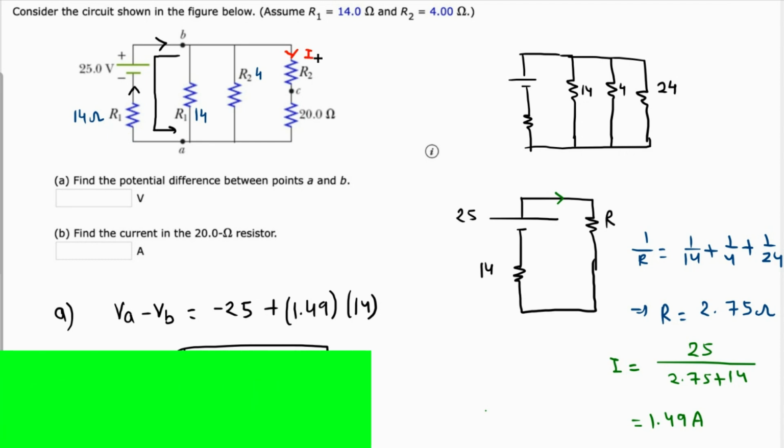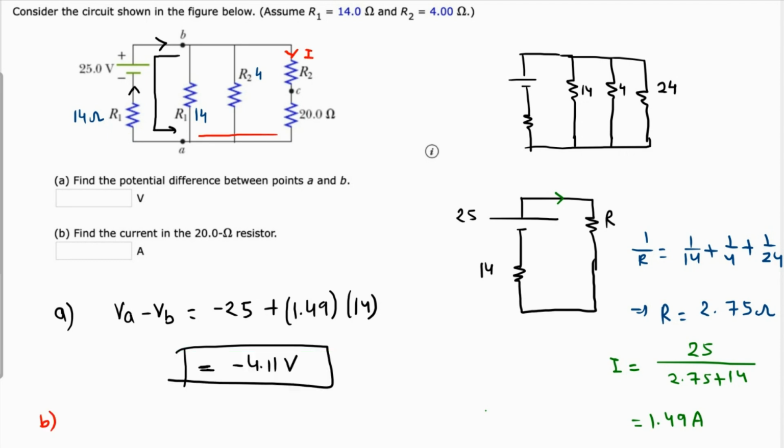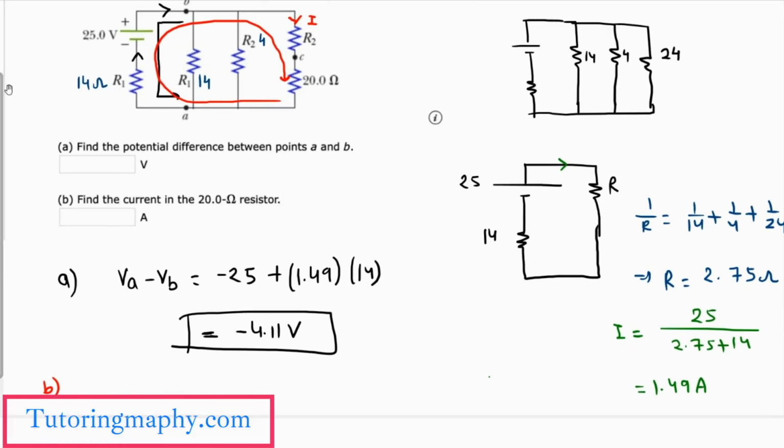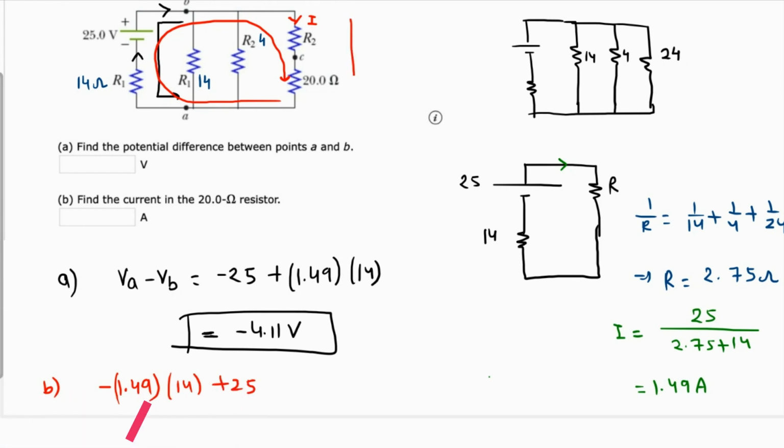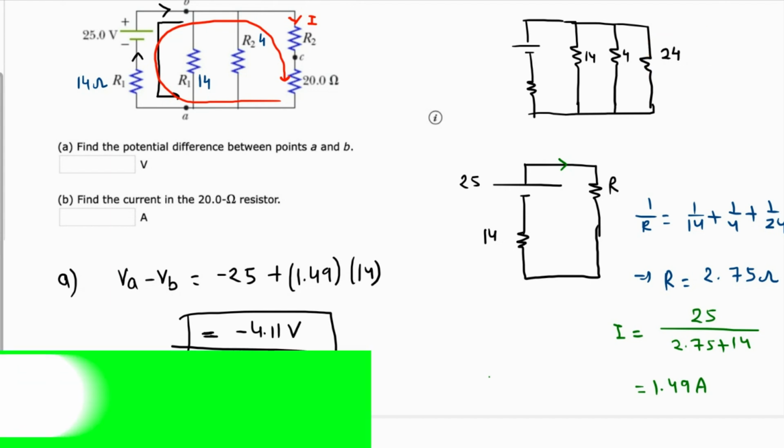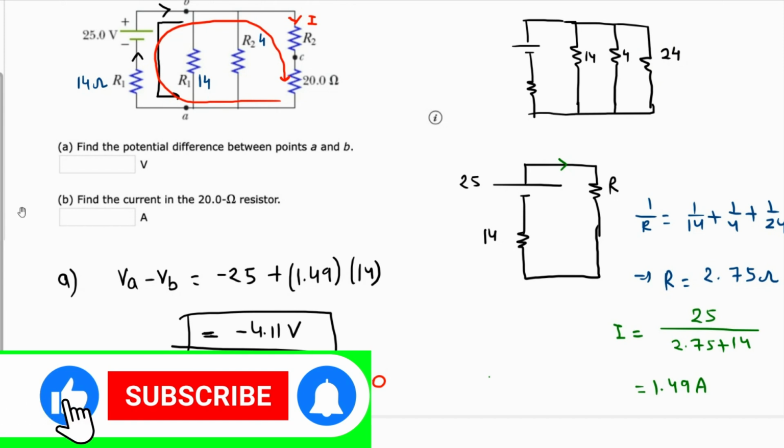So let's say the current over here is I. And now we use the loop rule in this bigger loop. So if we travel like this, we are going along the current. So we will have a negative of IR, with negative sign we have 1.49 times 14. Positive is battery, and then we are going along the current for these two as well. So that's minus of I times net resistance, which is R2 plus 20, right? And what is R2 plus 20 here? 24. So that's 24I, and that is equal to 0.